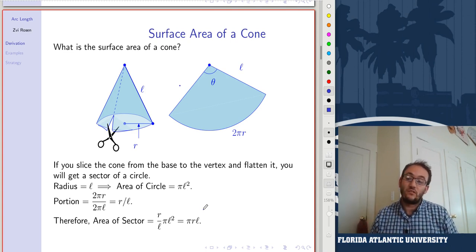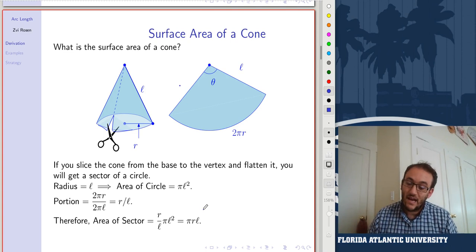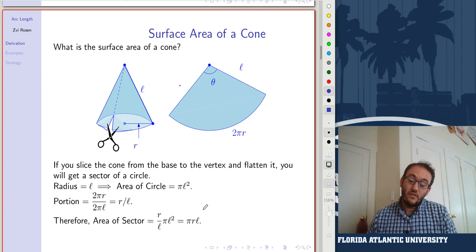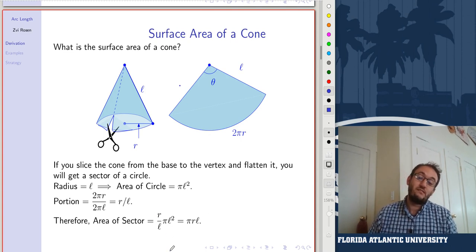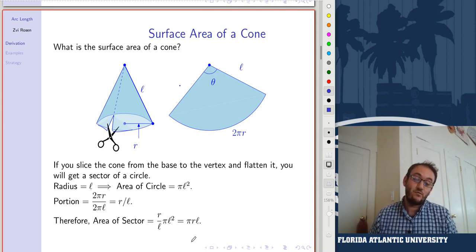But we're not taking the whole circle, it's only a sector, so we have to determine what percentage of that circle is there. Well, we can determine that by looking at how much of the total circumference this partial circumference is. So the partial circumference is 2 pi r, since it comes from the circle of circumference 2 pi r at the bottom of the cone, and the total circumference is 2 pi L, so the portion of the circle is r over L. Therefore, the area of the sector is that portion times the area, so r over L times pi L squared, which gives us pi r L.